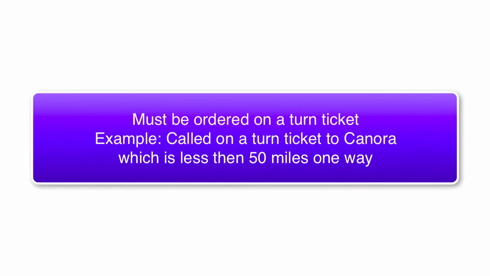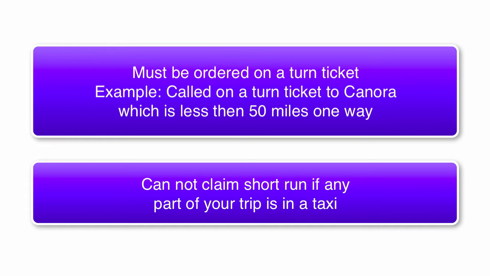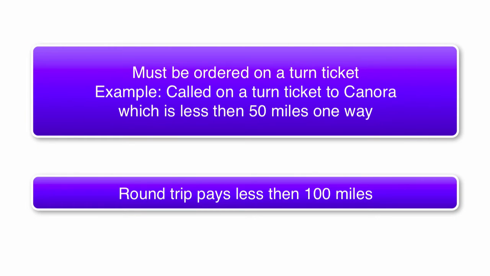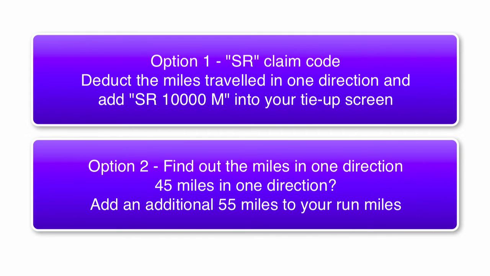Where does a short run come into play? Well, number one, you must be ordered on a turn ticket. Example, you're called on a turn ticket to Kenora, which is less than 50 miles one way. That means your round trip pays less than 100 miles. How are we going to claim this short run claim? Well, option one is you use an SR claim code. What you're going to have to do in this case is deduct the miles traveled in one direction and add SR100M into your tie-up screen.